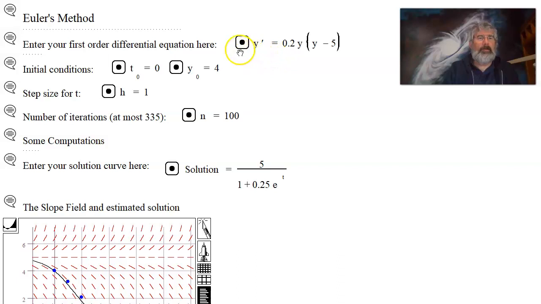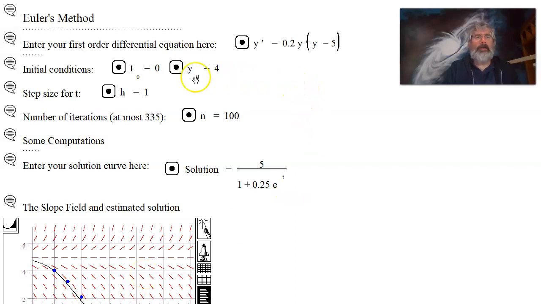So this is like logistic growth, but it's upside down. Instead of a 1 minus y over 5 here, I have a y minus 5, so I have equilibrium values at 0 and at 5, but it's headed downhill away from that upper one. Anyway, it's like logistic growth, but upside down.